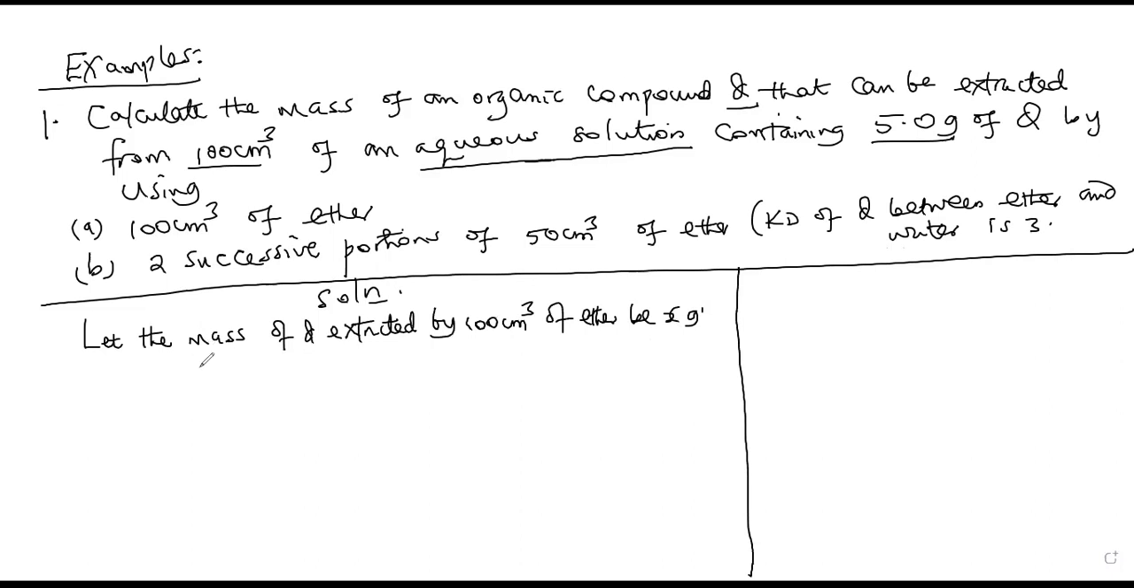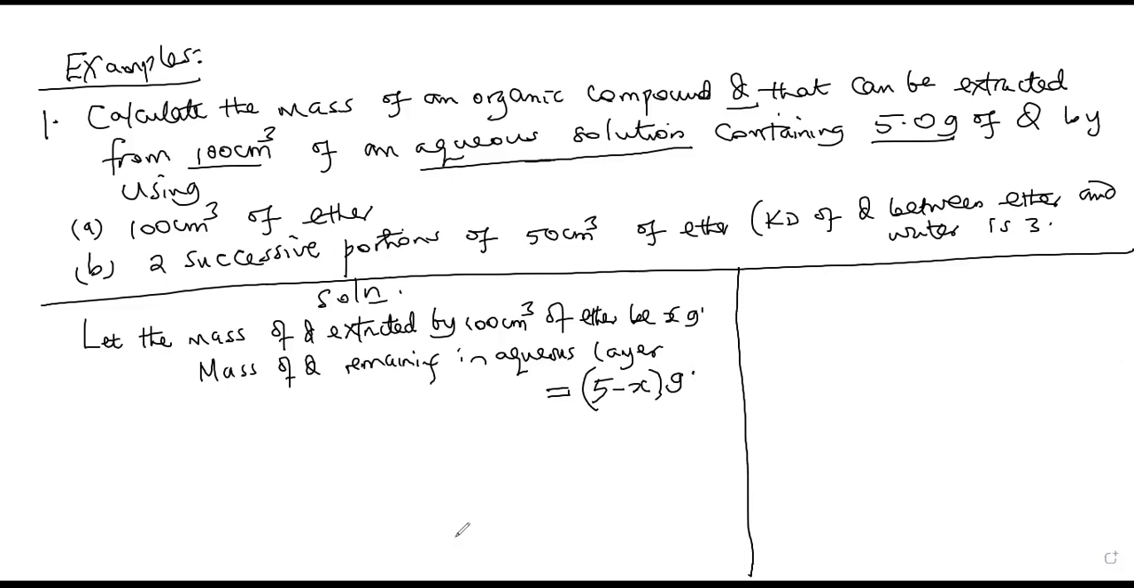So if we let this mass extracted by 100 cubic centimeters of ether be X grams, it will mean that the mass of Q remaining in the aqueous layer would be, remember in the aqueous layer it contained 5 grams. So if X goes to the ether layer, what remains in the aqueous? 5 minus X grams. Very interesting.